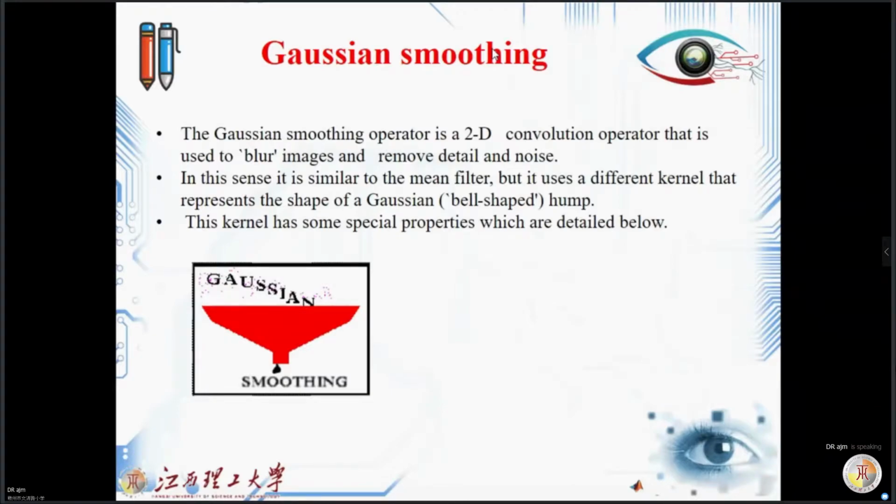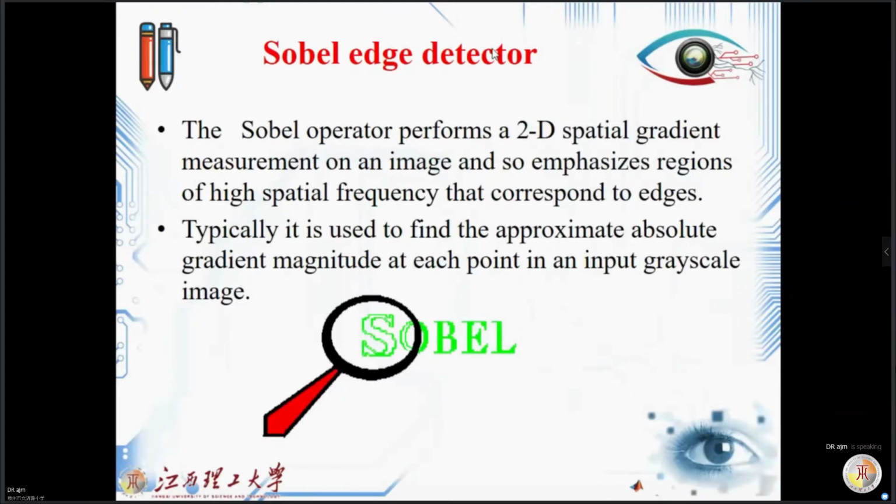And the Sobel edge detector is again a 2D spatial gradient measurement on an image, and so it emphasizes the regions of high spatial frequency that can correspond to edges.